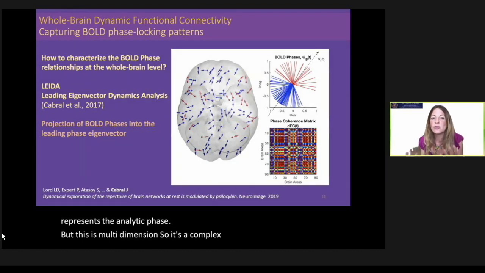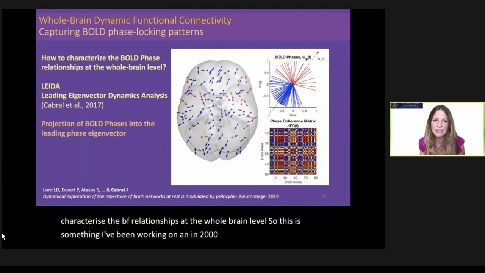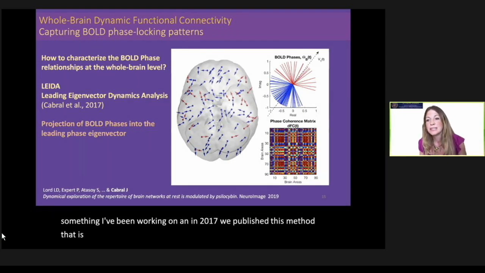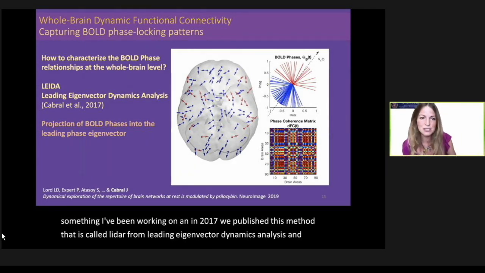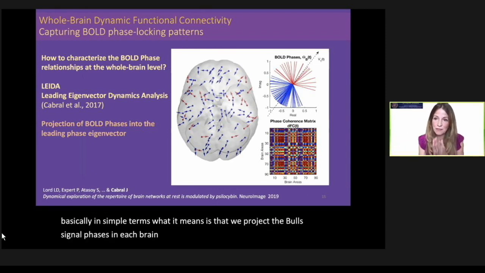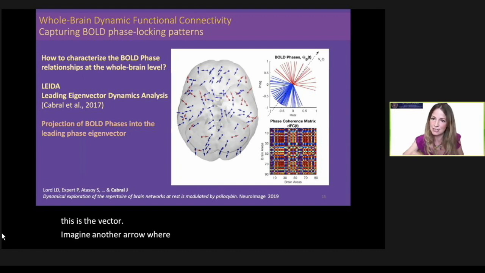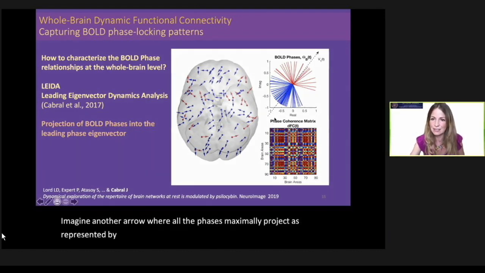And how can we characterize the BOLD phase relationships at the whole brain level? This is something I've been working on. In 2017, we published this method that is called LEiDA, from Leading Eigenvector Dynamics Analysis. Basically, in simple terms, what it means is that we project the BOLD signal phases in each brain area into the leading phase eigenvector. This is the vector, imagine another arrow, where all the phases maximally project, as represented by the dashed line in the phase portrait over there.